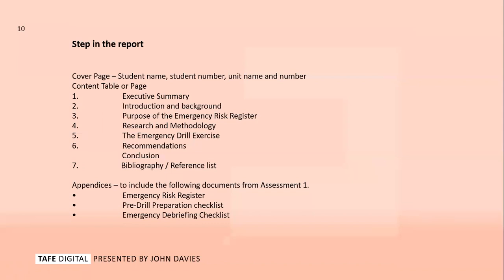Our conclusion supports the recommendations and the overall purpose of the report. Our bibliography reference list must have 10 references. You need to attach your appendices from the first assessment, and they are Emergency Risk Register, Pre-Drill Checklist, and the Emergency Debrief Checklist.